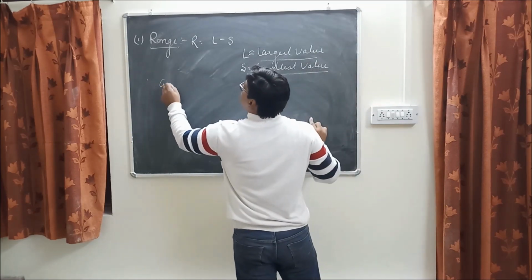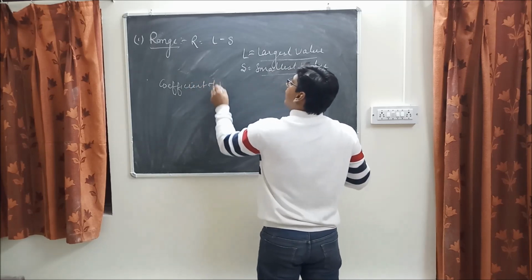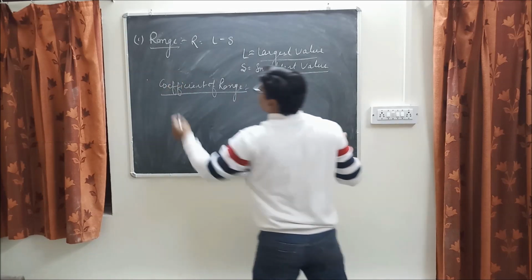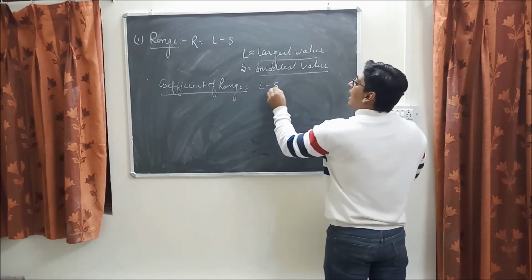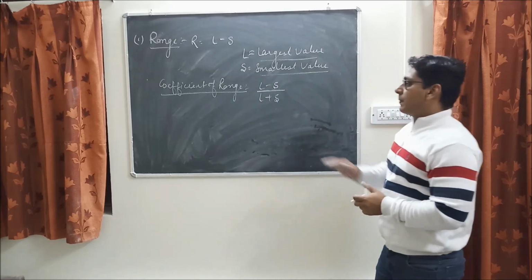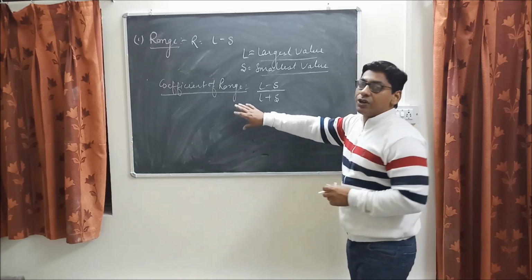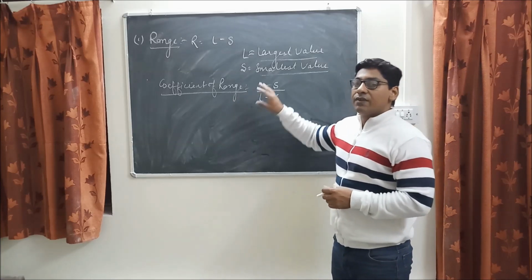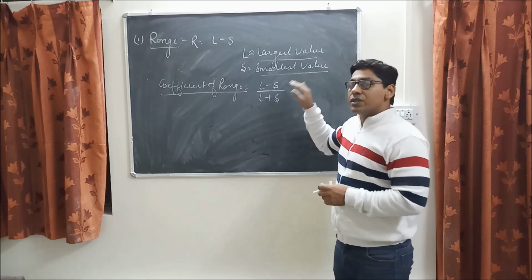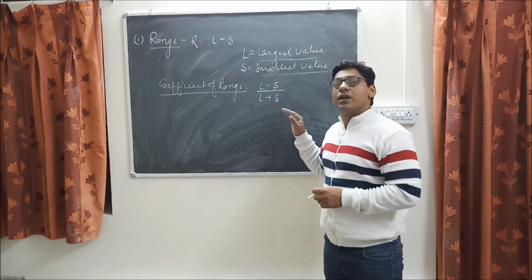For this we use coefficient of range. We have to use coefficient of range, L minus S upon L plus S. The variation is calculated by coefficient of range. The series with the higher coefficient of range has more variation, and the series with the lower coefficient of range has less variation.